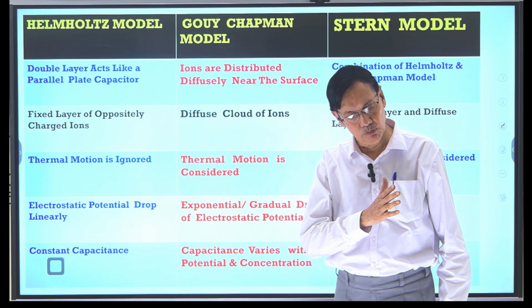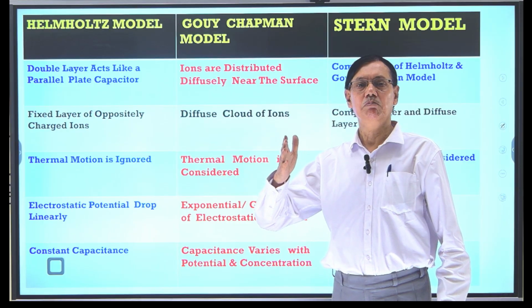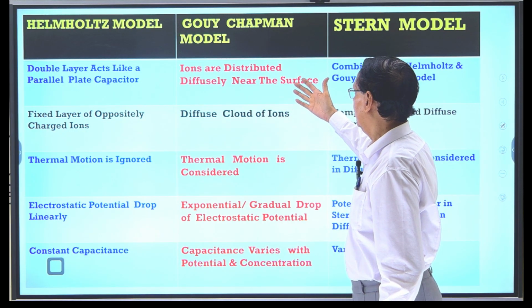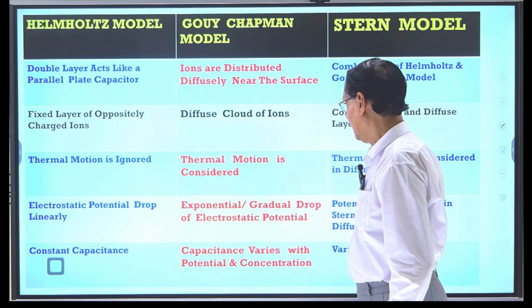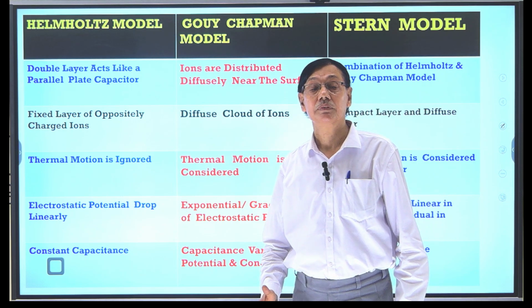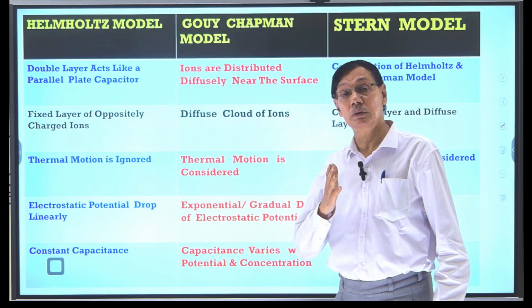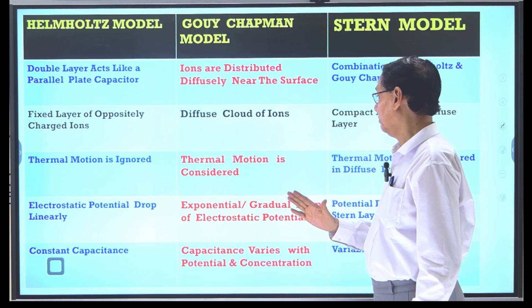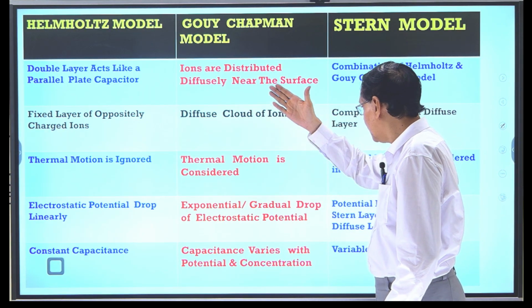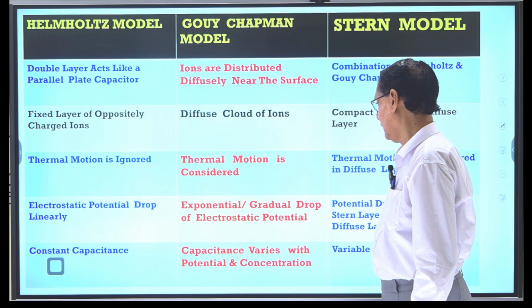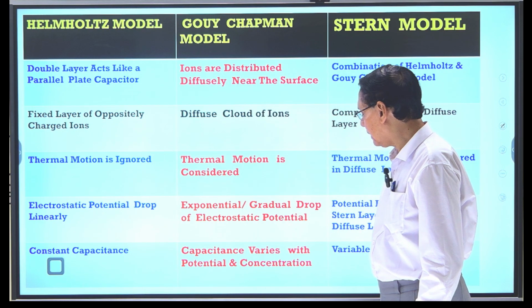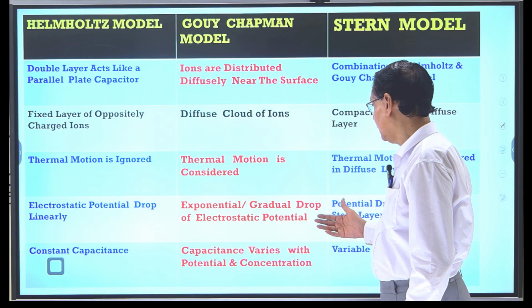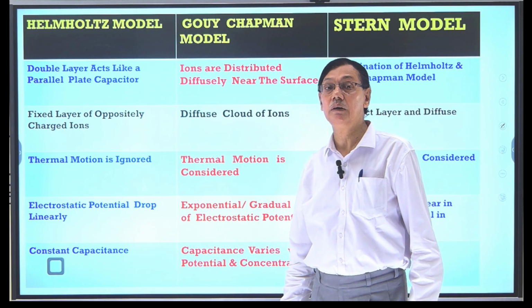That means there is a migration, thermal motion of the ions. So it is the example of diffuse double layer. But if you ask me, sir, what about the potential drop? I will say it is not linear, but it is an exponential or gradual drop of the electrostatic potential. And of course, here I can calculate the capacitance. Capacitance varies with the potential and concentration.